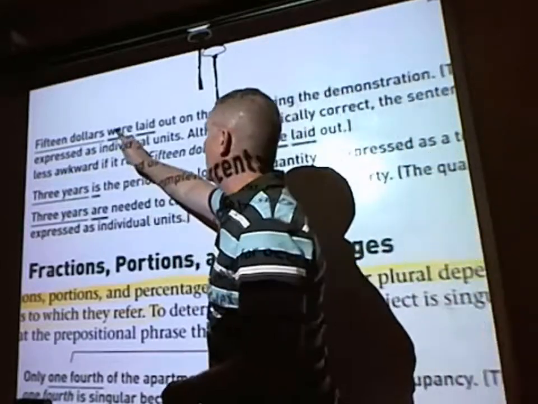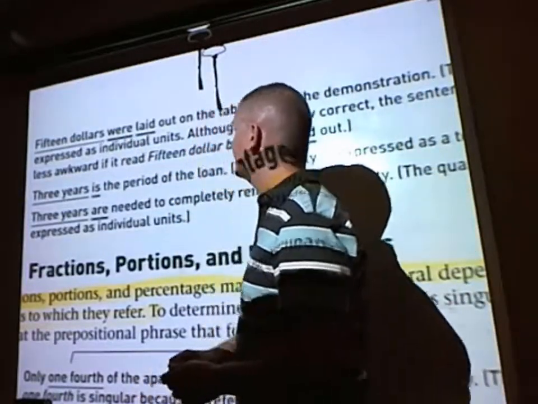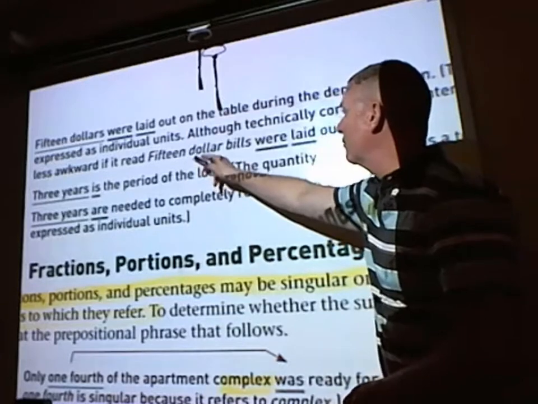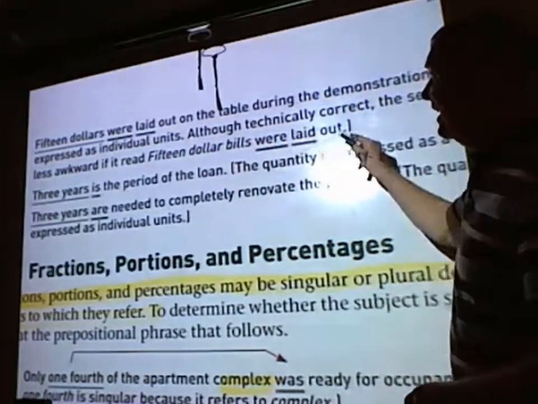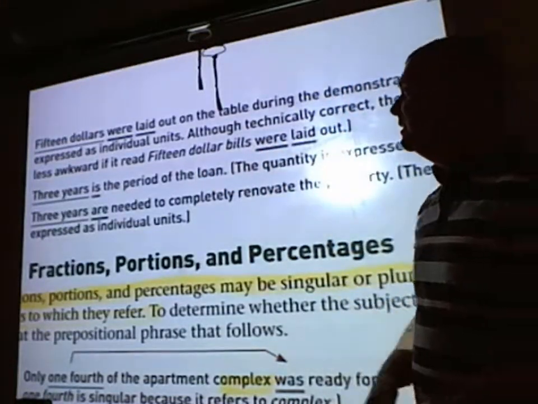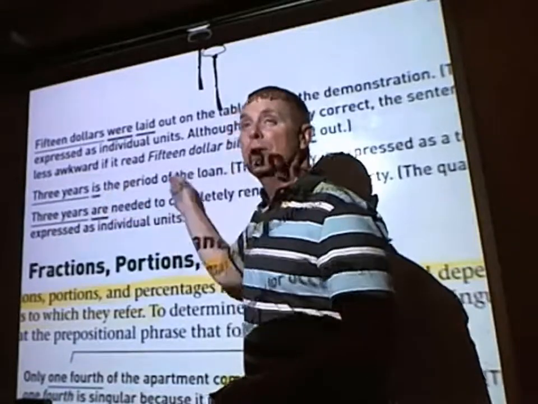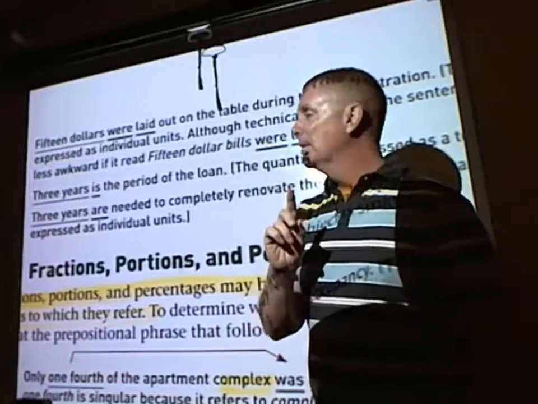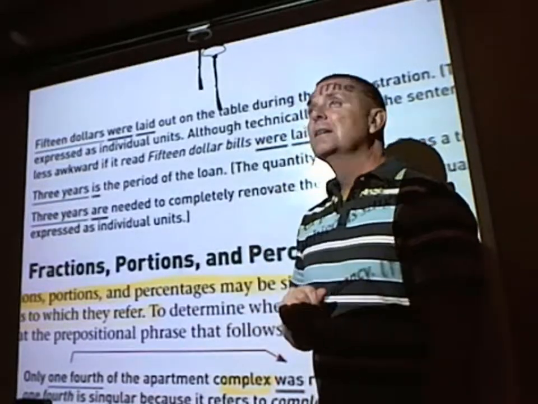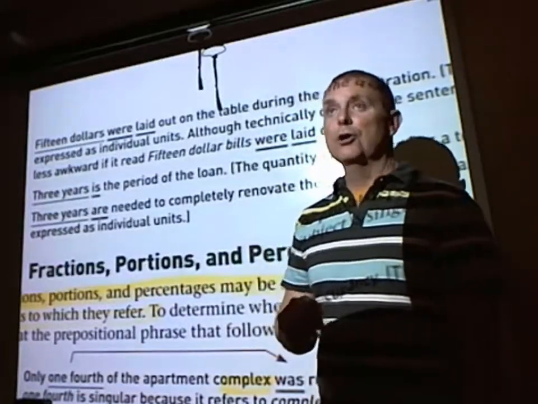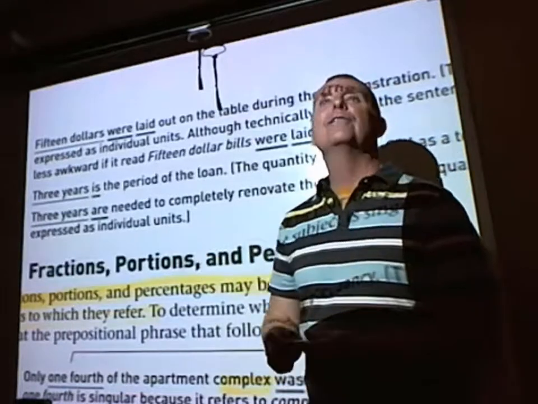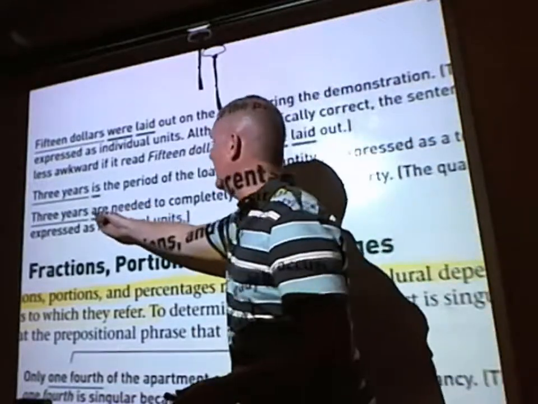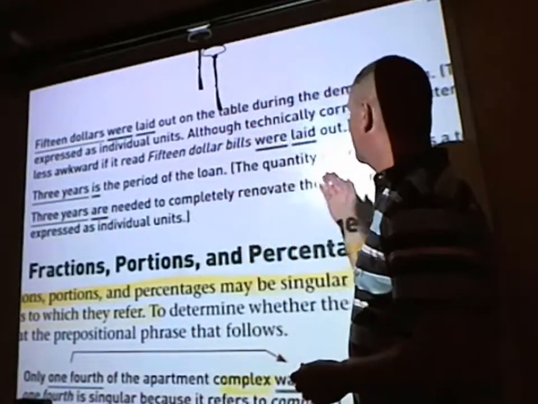Three years is or are the period of the loan. Since it's one collective time, three years is considered to be singular, so we'll use a singular verb. Here, three years are needed to completely renovate the property. Three separate years. Now, three years is functioning as a plural subject, so we need a plural verb, are.